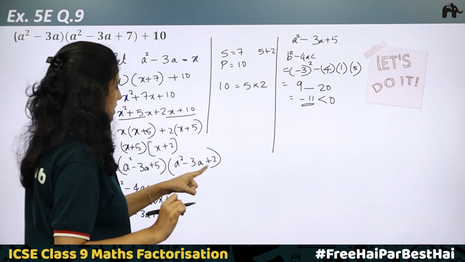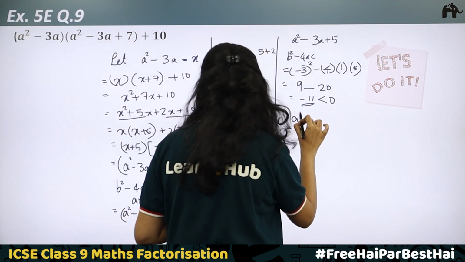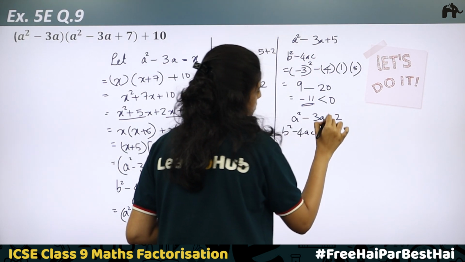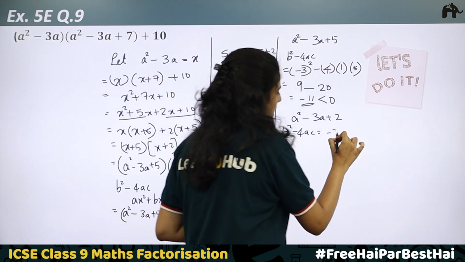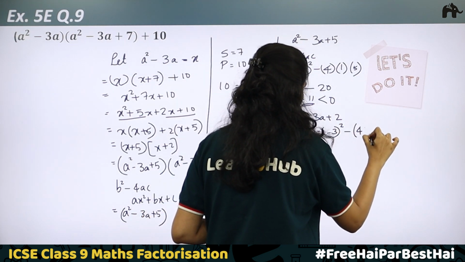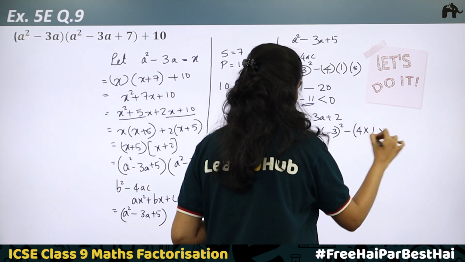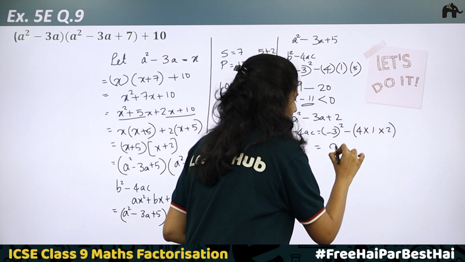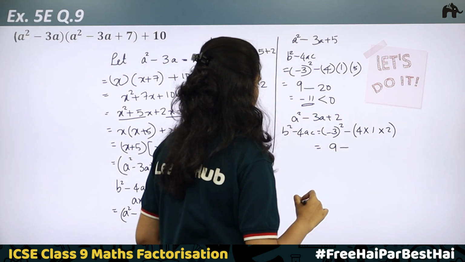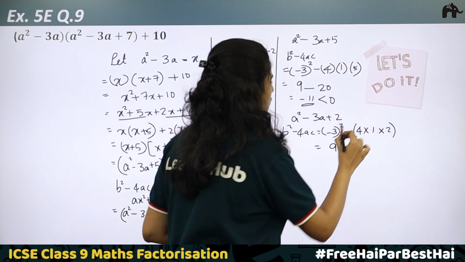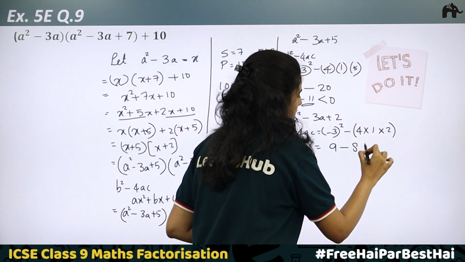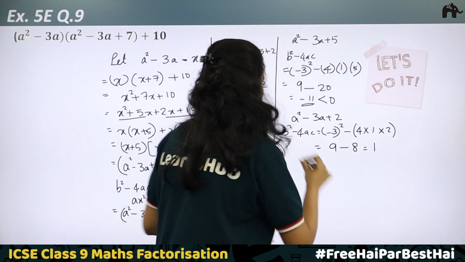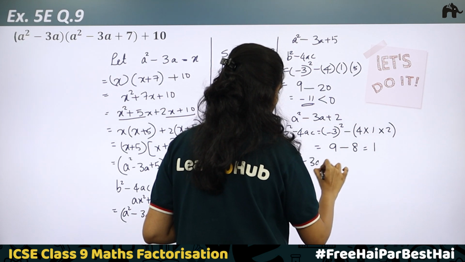Now let's see if we can factorize this part, that is a square minus 3a plus 2. Find b square minus 4ac. b square minus 4ac will be equal to minus 3 whole square minus 4 into, in place of a we have 1 and in place of c we have 2, which is equal to minus 3 whole square is 9 minus 4 into 2. 4 into 2 is 8. We are getting 9 minus 8, 1, which is a number greater than 0. Therefore, factorization is possible. So, let's factorize a square minus 3a plus 2.